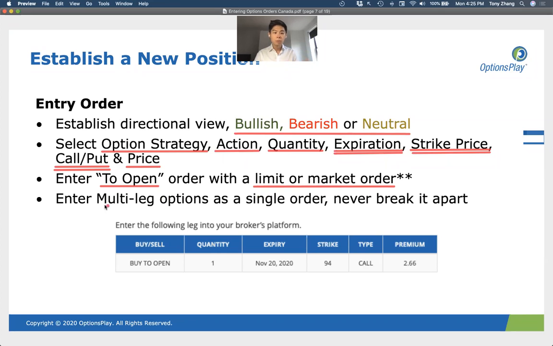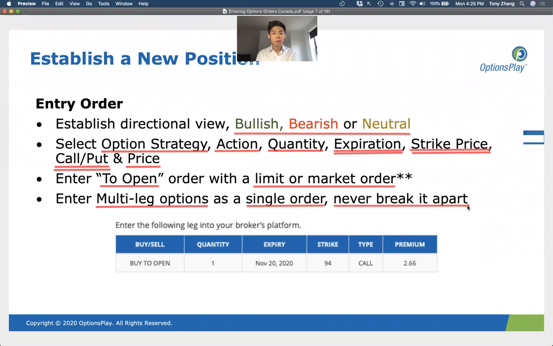Now, when it comes to multi-leg orders, this is really the part that many, especially newer options traders, send me this type of question: when I have a multi-leg option, should you enter it as a single order or should you enter it as multiple legs? And the answer is you always want to enter a multi-leg option in a single order. You never want to break it apart.